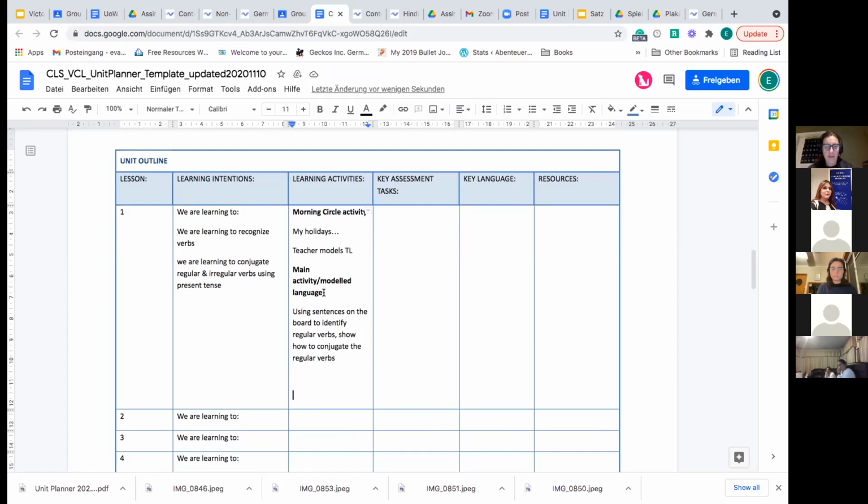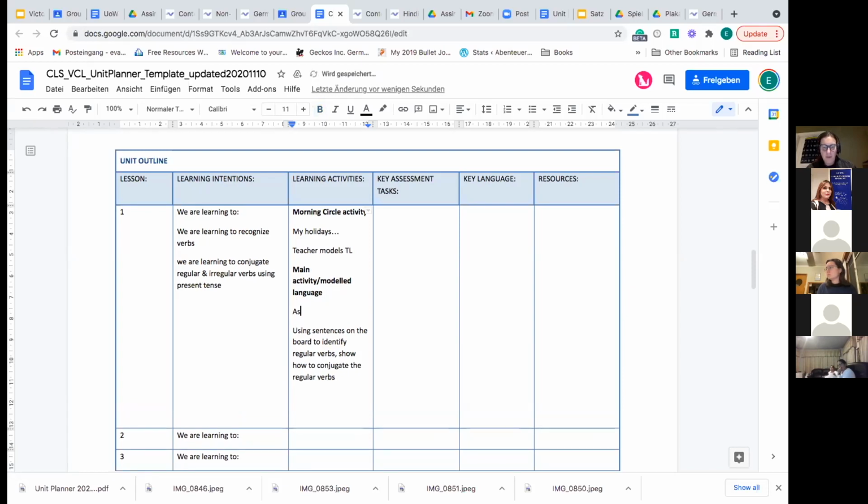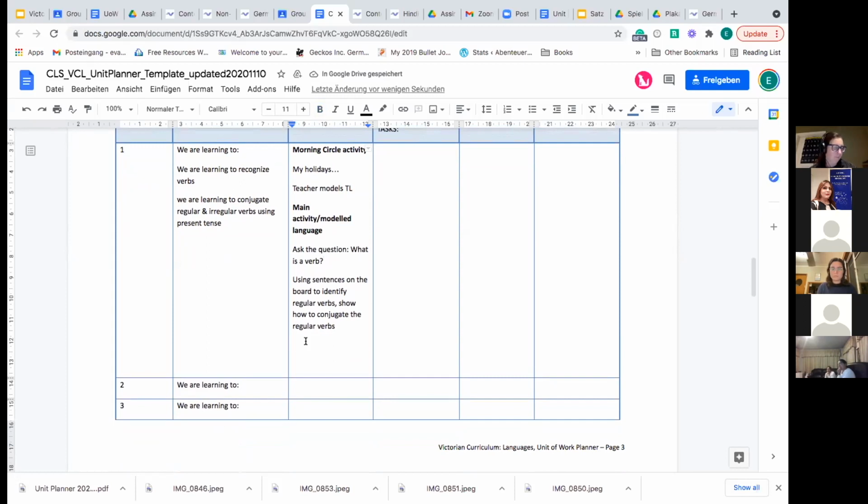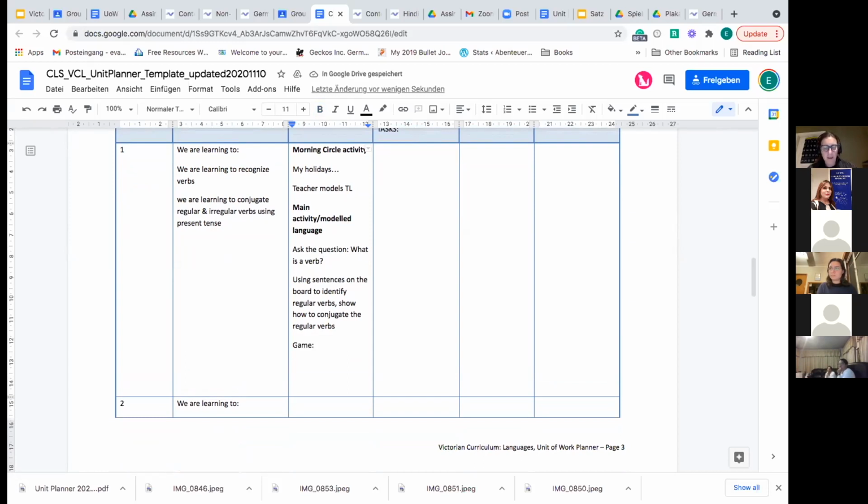as I refine my activity. For example, what I would do first is I would ask, what is a verb? Because that gives me an idea what the students know already. Then we would play a game, and we have a really lovely word game where they have to conjugate standing in a circle and learn through the game how to conjugate regular verbs.